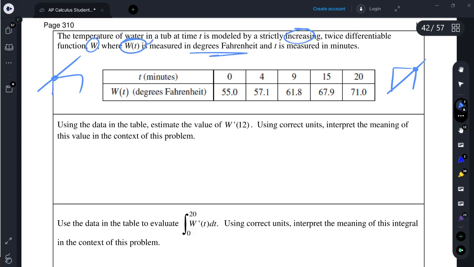And anyways, they give us W, and they're telling us that W of t is measured in degrees Fahrenheit, right? That was the temperature of the water. So W of t is just the temperature of the water. So using the data in the table, figure out or estimate what W prime of 12 is.